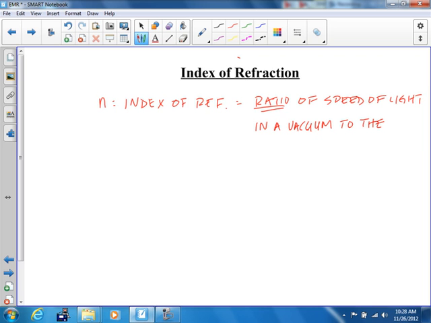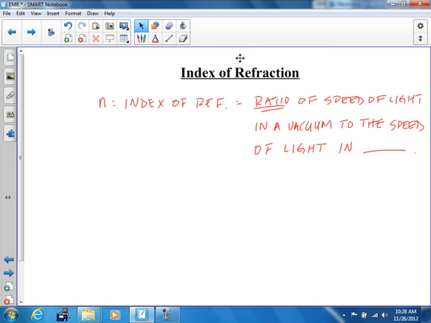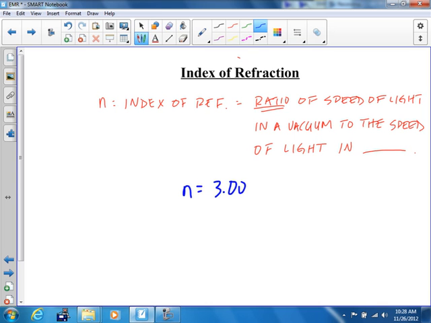So the ratio of the speed of light in a vacuum to the speed of light in whatever medium it is that you're trying to find the index of refraction of. And we can write that as a pretty simple equation, an equation, unfortunately, that does not appear on our data sheet. Looks like this. n is equal to the speed of light in a vacuum, 3.00 times 10 to the 8. It's always the same. And it's on our data sheet. We'll say 3 times 10 to the 8 divided by v.